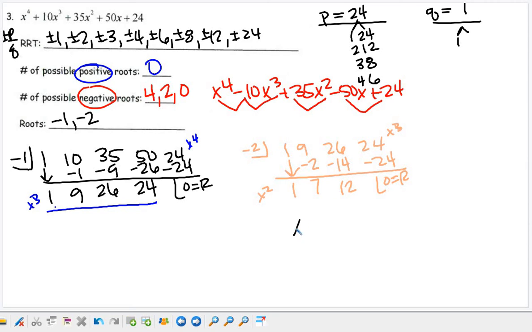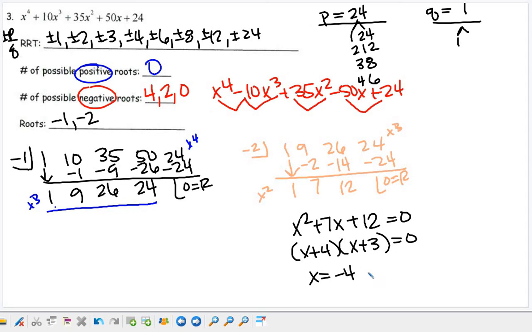Now I have a second degree polynomial. So now this is x squared plus 7x plus 12. Remember I told you in an earlier video your last number should always be a constant. If it's not, you've done something wrong somewhere. And this miraculously factors, so no quadratic formula. So that means I have two more zeros or roots at -3 and -4.